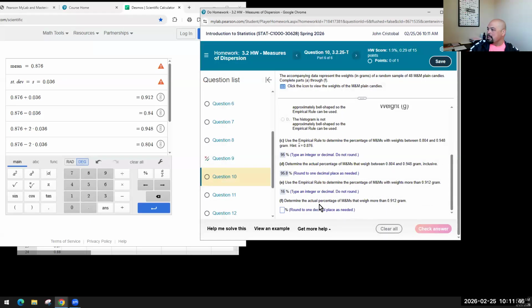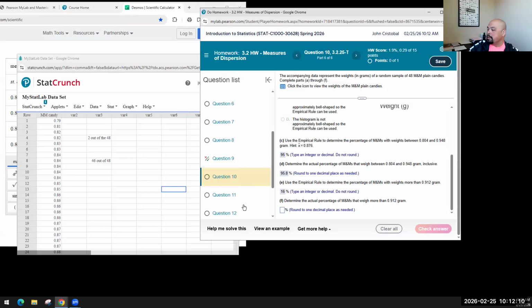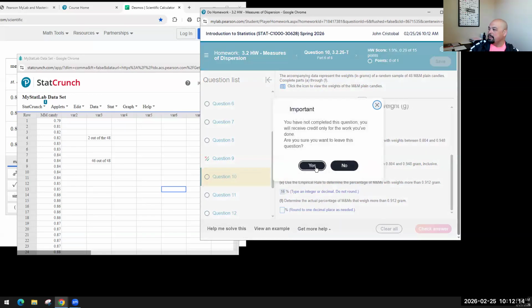And then the actual percentage, I'm going to leave this one off. That's more of that calculation, similar to what we did with our data set before, right? Counting how many values are bigger than that 0.912, divided by 48. I'm going to leave that to you all to think about and look at, okay? All right, so with that said, now let's try a different problem.